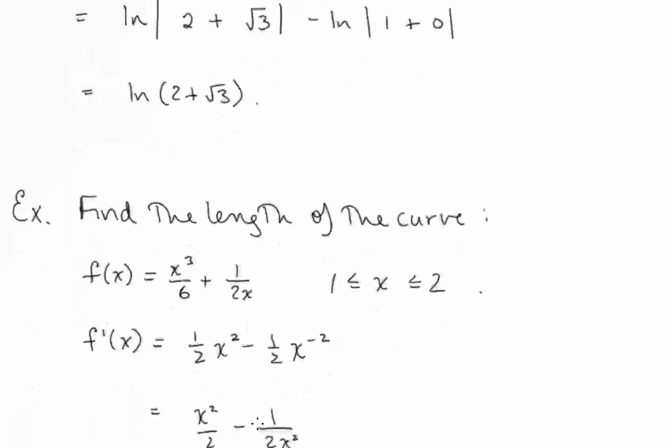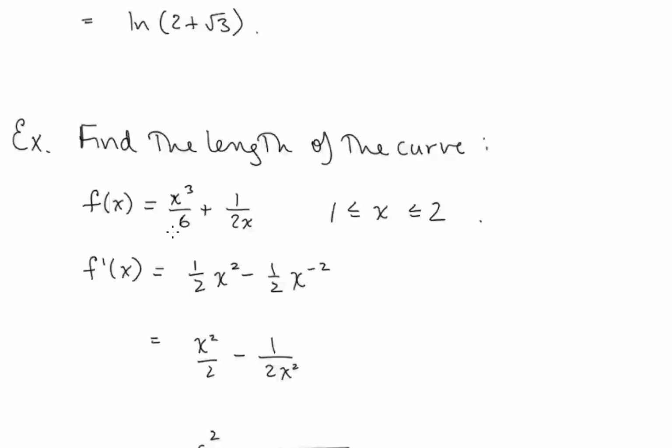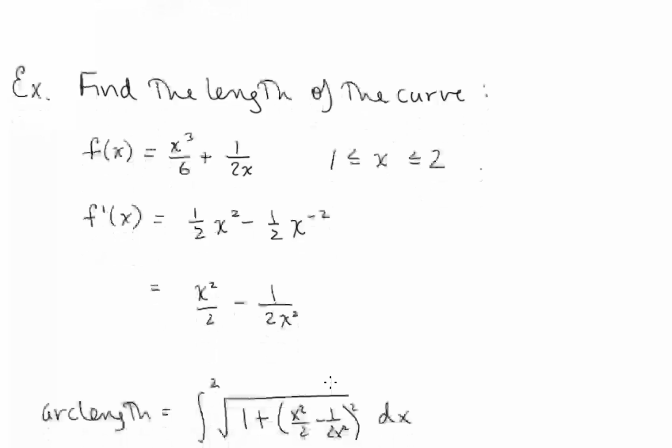Let's take a look at another example. Find the length of the curve for f of x equals x to the third over 6 plus 1 over 2x for the x values between 1 and 2. Again, we know we're going to need f prime, so let's take the derivative. We get 3x squared over 6, or 1 half x squared. Here we have 1 half x to the negative 1, so we have negative 1 half x to the negative 2. And so we can write this as x squared over 2 minus 1 over 2x squared.